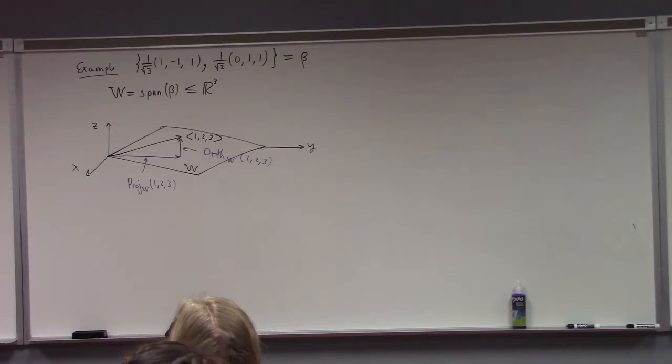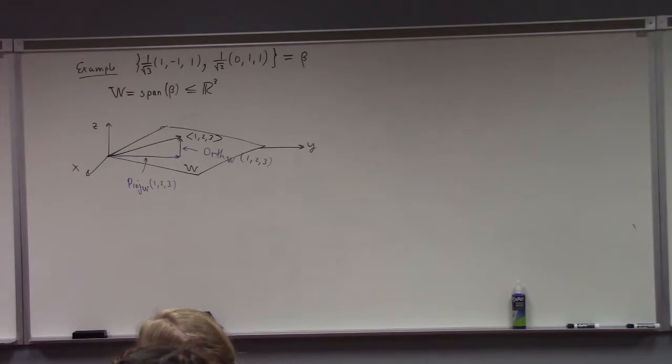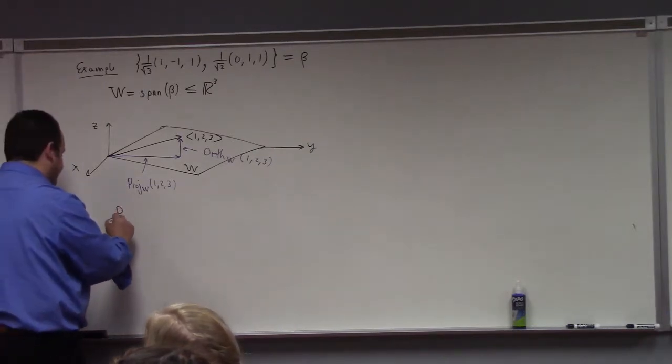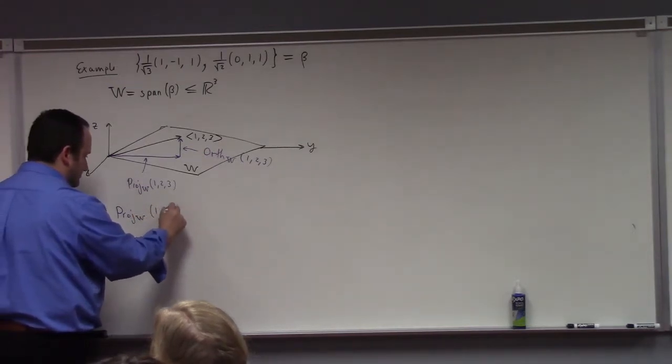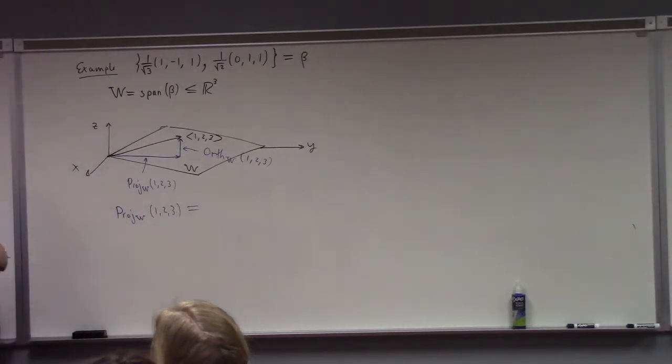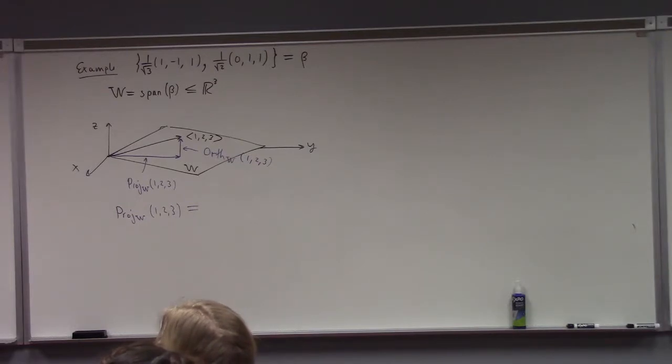How do you find the projection onto W of 1, 2, 3? Do you know? The same as I do it in Calc 3. Yes. But I don't do this in Calc 3 that much. Usually we talk about the projection of a vector onto another vector, not for a vector onto a plane. It's different and yet the same.